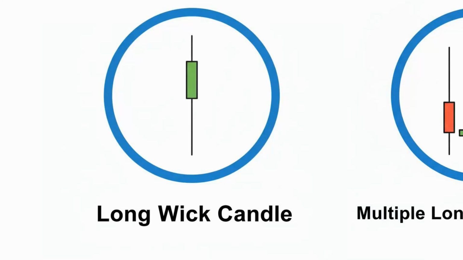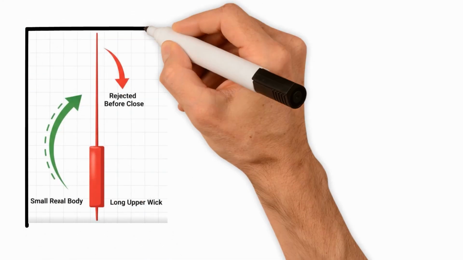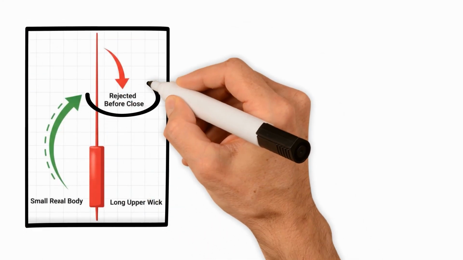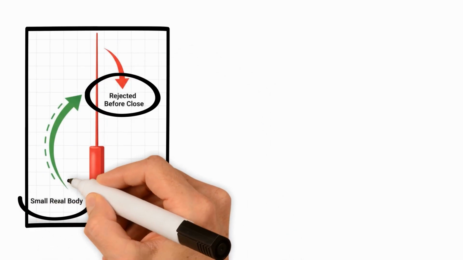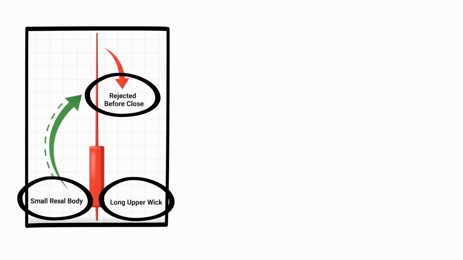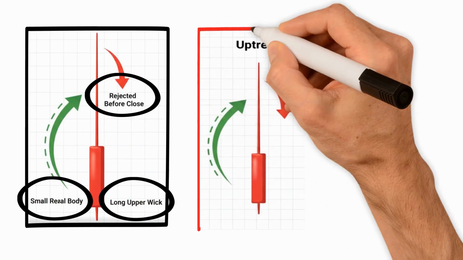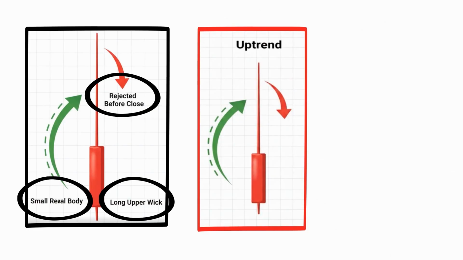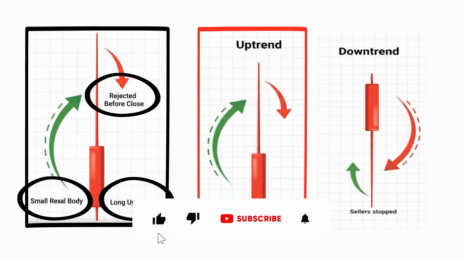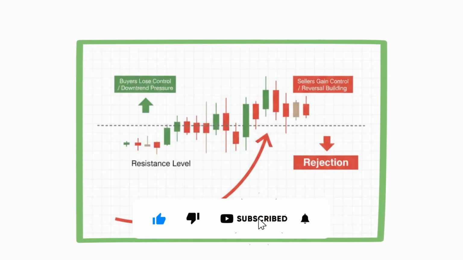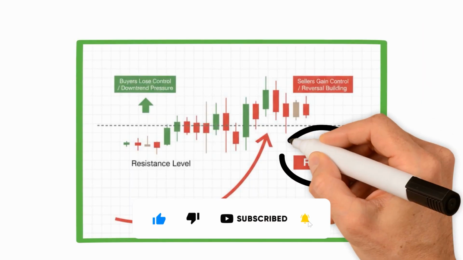Long wick candle. A long wick candle forms when price moves quickly in one direction, but gets rejected before the candle closes, leaving a small body and a long wick. In an uptrend, it means buyers pushed price up, but failed to hold it. In a downtrend, sellers tried to break lower, but got stopped.